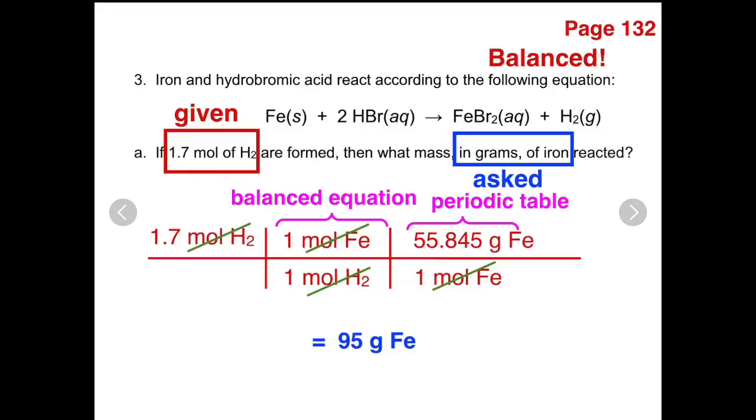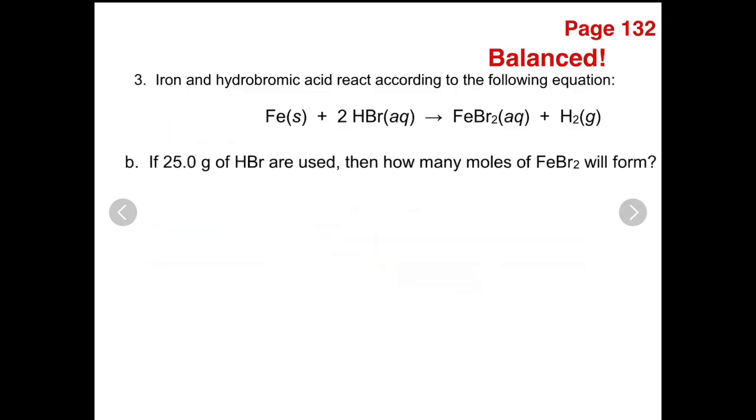So what it means is that if you have 95 grams of iron, if you start right here, once it reacts with hydrobromic acid, it's going to produce 1.7 mole of hydrogen gas. That's what it tells us. If you have this amount, this is the amount that is going to be produced for hydrogen gas. Okay, all right, so let's take a look at 3B.